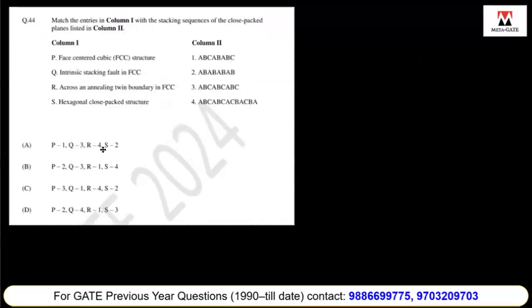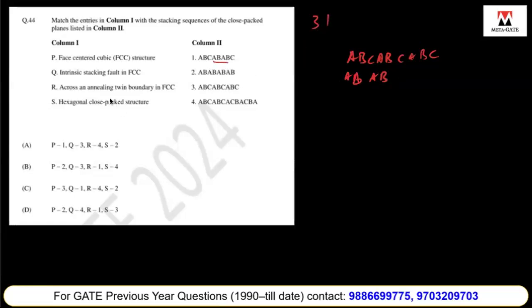So FCC will have ABC type of stacking sequences. HCP will have, so this is ABC, it is 3. Intrinsic stacking fault will have AB type structure, or else it will be having AB in between. So it is this one.